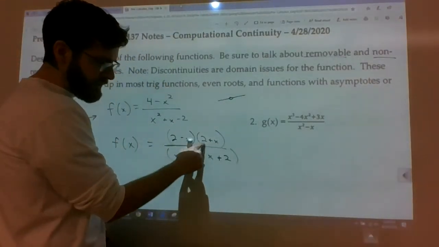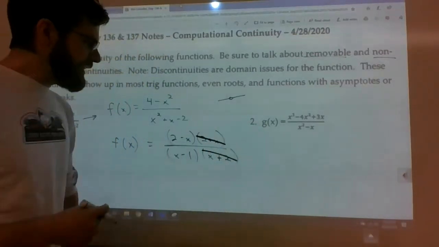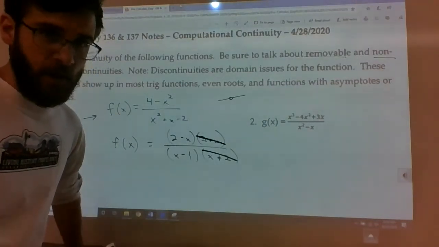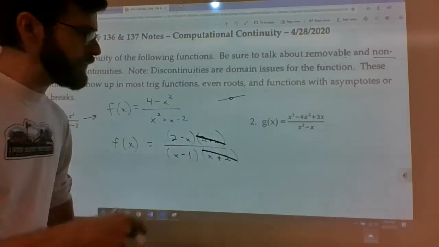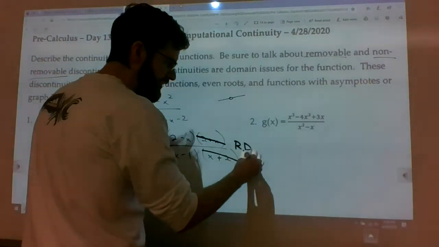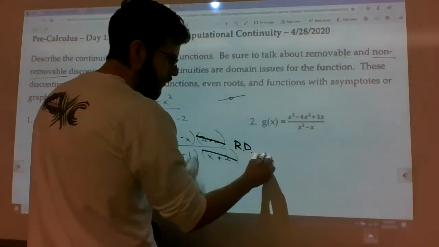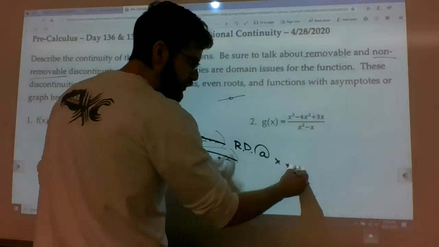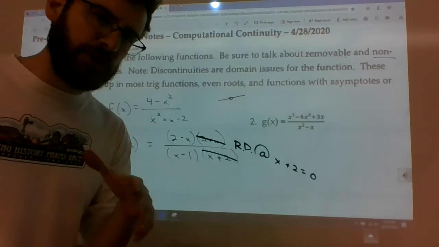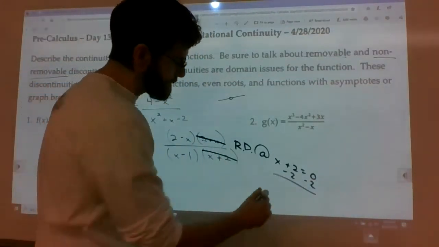X plus 2 and x plus 2 cancel. Oh, I like that. That means we have a removable discontinuity when x plus 2 equals 0. We have a removable discontinuity. I'm still using RD versus NRD. At x plus 2 when it equals 0. So it's not 2, it's negative 2 that creates the removable discontinuity.